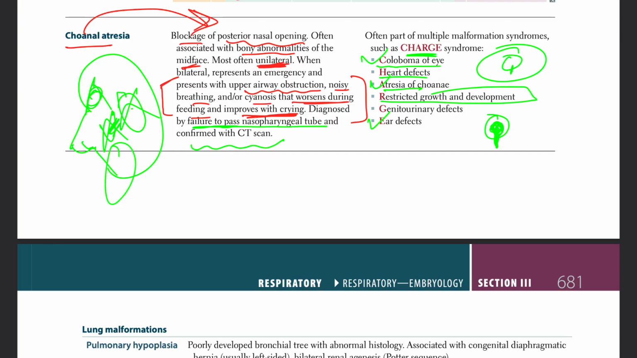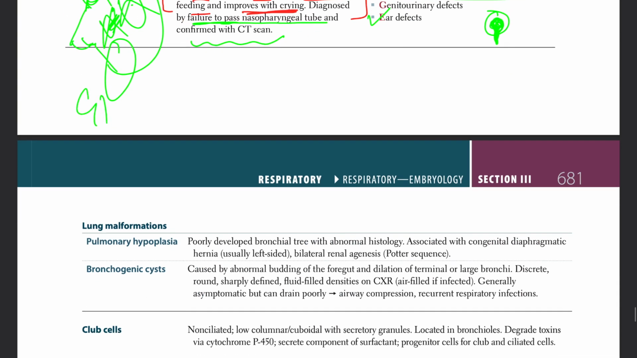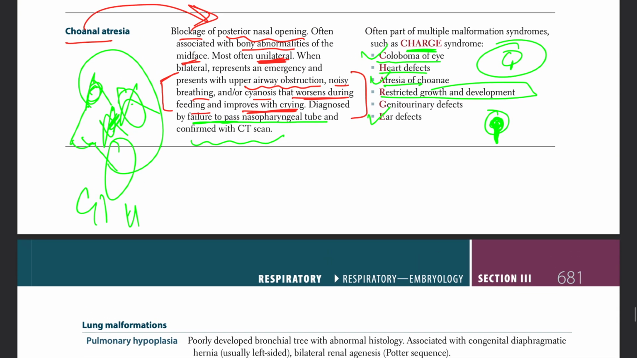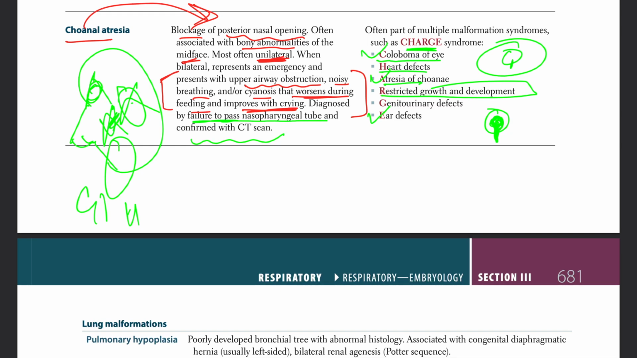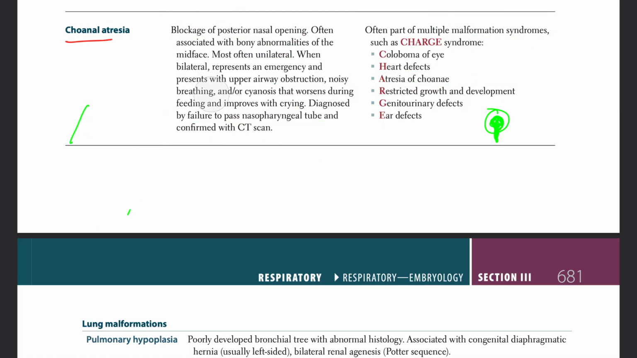and then you also have genitourinary, so GI and urinary defects. So you have all of these problems. It is associated with multiple malformations, right? So whenever you see choanal atresia, you will think about this CHARGE syndrome, and yeah, that's pretty much high yield.